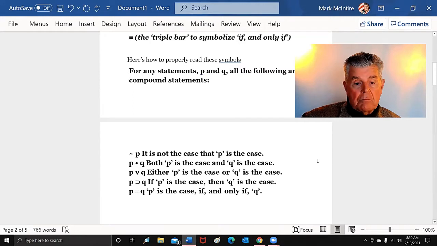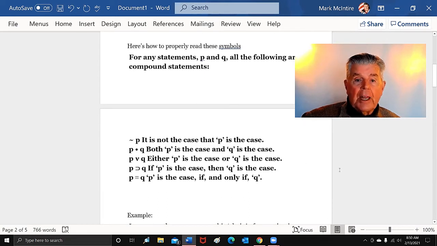If I said it's both the case that I win the lottery and I'm rich, I would symbolize it by using the dot. If I said either I win the lottery or I'm rich, I would symbolize it by the V or the wedge. But if I said if I win the lottery, then I am rich, I would say if P, then Q. And finally, the most stringent of all the symbols that we study is going to be the if and only if: I win the lottery if and only if I'm rich. Very, very stringent.